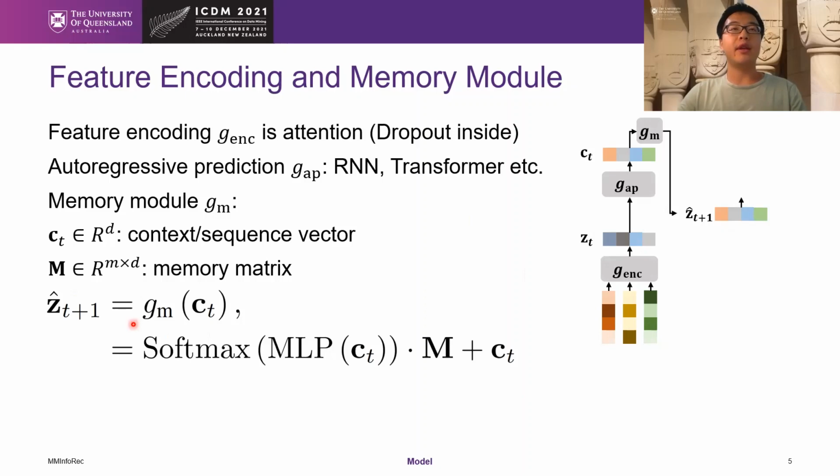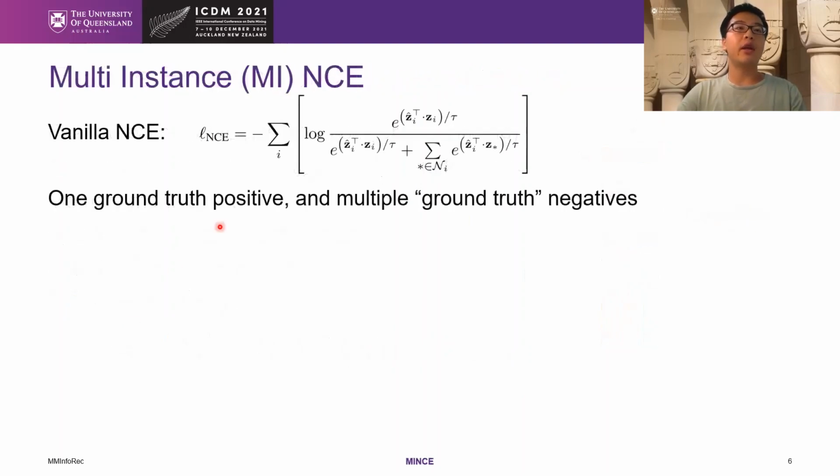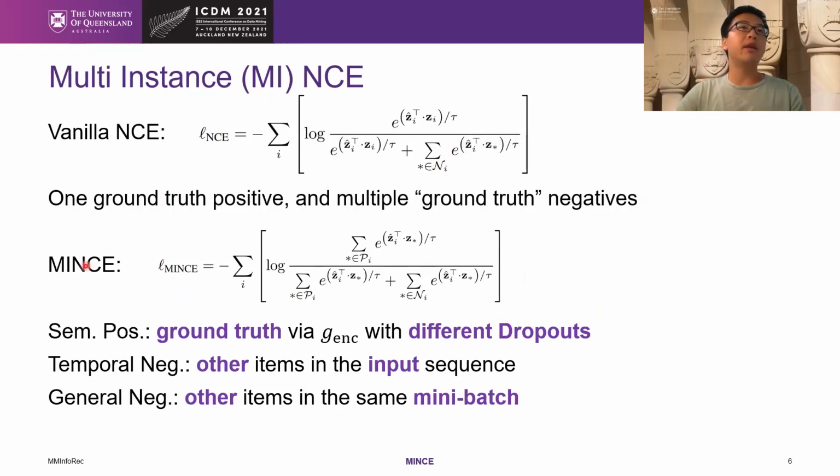So here is the complete encoding procedure, and we'll look into the training objective. In addition to the BPR, we also introduce the vanilla NCE loss. In the NCE loss, as we discussed in the introduction, there will be one positive sample and multiple negative samples. So in our multi-instance NCE, we propose to use multiple positive samples and multiple negative samples together.